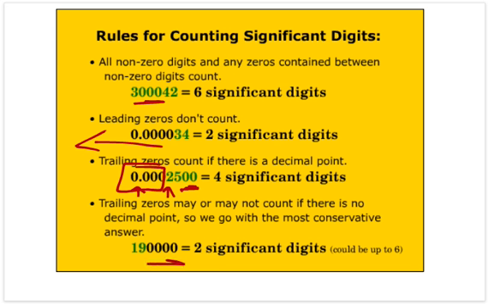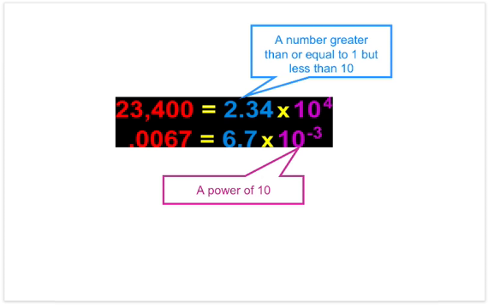Last one, again, zeros to the right are not significant unless there's that decimal point. We need to have that decimal point. Notice there's 2 significant figures. It could be up to 6 if there's a decimal. Sometimes they'll make a line over the top to indicate that unit has been measured. Okay, so quick rules for significant figures. Then on to our scientific notation.